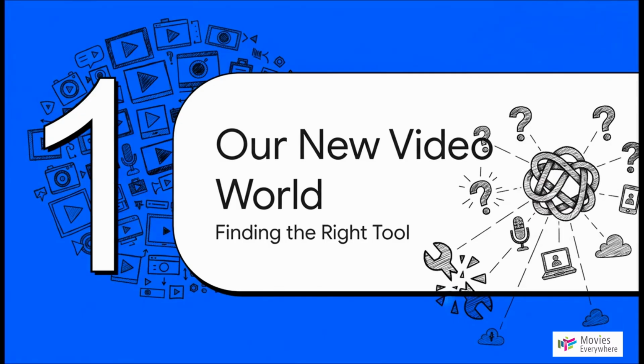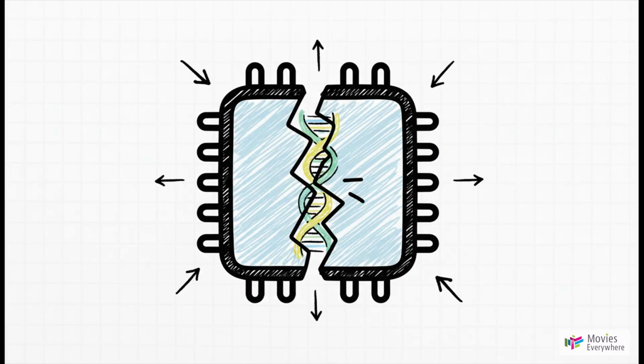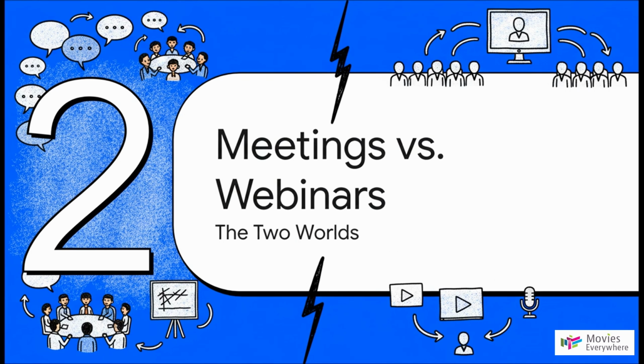So let's jump into our first section, our new video world. The big question is, why is finding the right tools so darn hard? That's what we're going to unpack. You know, the answer isn't just about a missing feature here or there. The confusion is actually baked right into the design of most video software. It all comes from this fundamental split in how these platforms think about online communication. And that split is between two completely different worlds: meetings and webinars. Seriously, once you understand this divide, it becomes so clear why your current tools can feel so incredibly limiting.